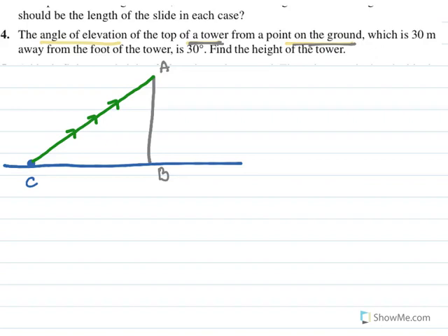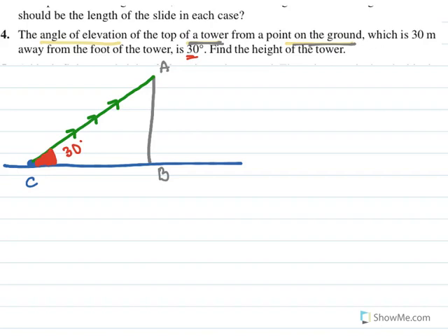Now they said the angle is 30. So which angle is 30? The angle of elevation. Now remember, angle of elevation is the angle between the horizontal, the horizontal is this blue line here, and the line of sight. This angle will give us the angle of elevation. So here is our angle of elevation, and in this case it said the angle of elevation is 30. So we have marked 30.